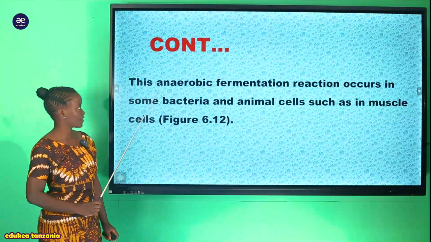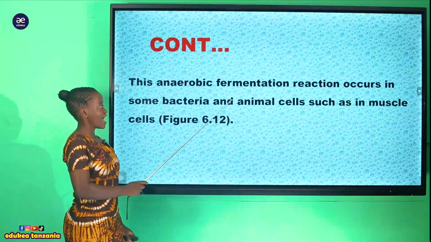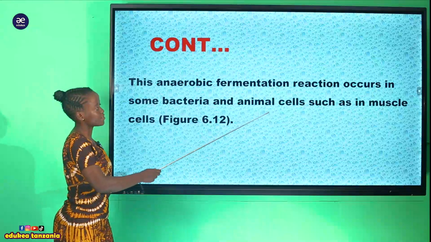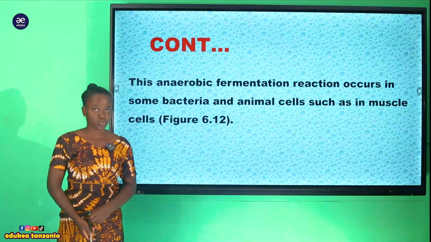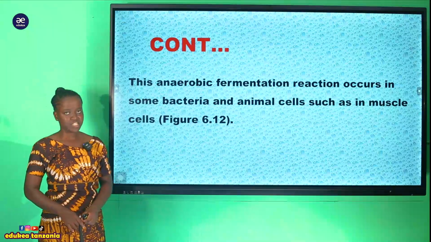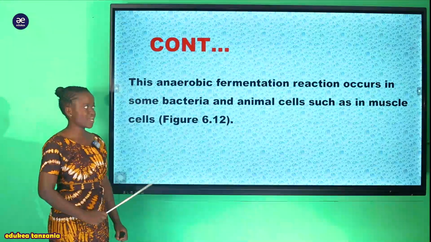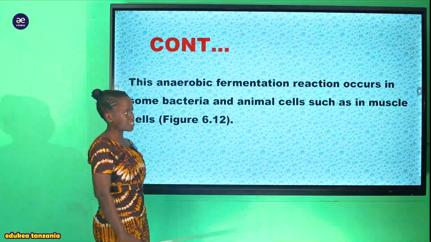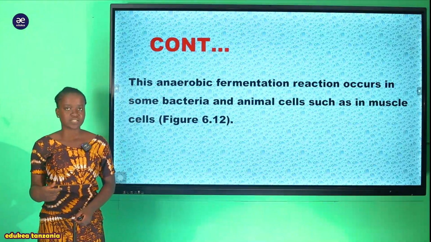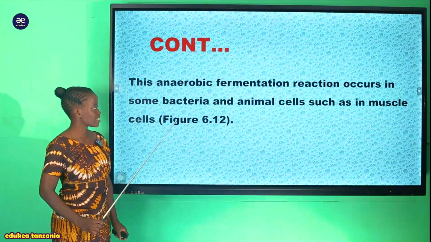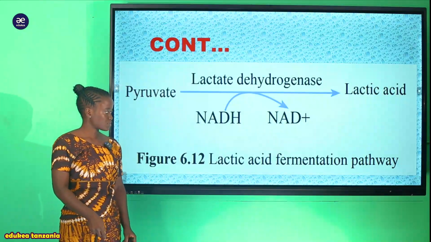So also this anaerobic fermentation reaction occurs in some bacteria and animal cells such as muscle cells. We're going to see this in the figure 6.12. That is hii anaerobic fermentation ambayo ni lactic acid fermentation, tumesema kwamba inatokea mostly within the bacteria and also within the animal cells, specifically in the muscles. So it's whereby this lactic acid fermentation is occurring in such areas. So now let's see this figure, which is the figure 6.12. So this is what is happening.